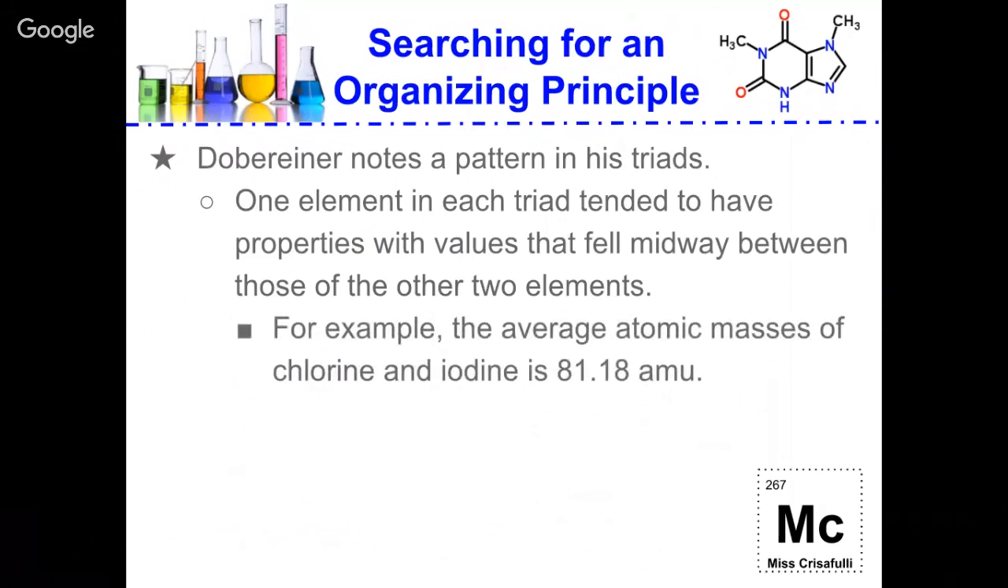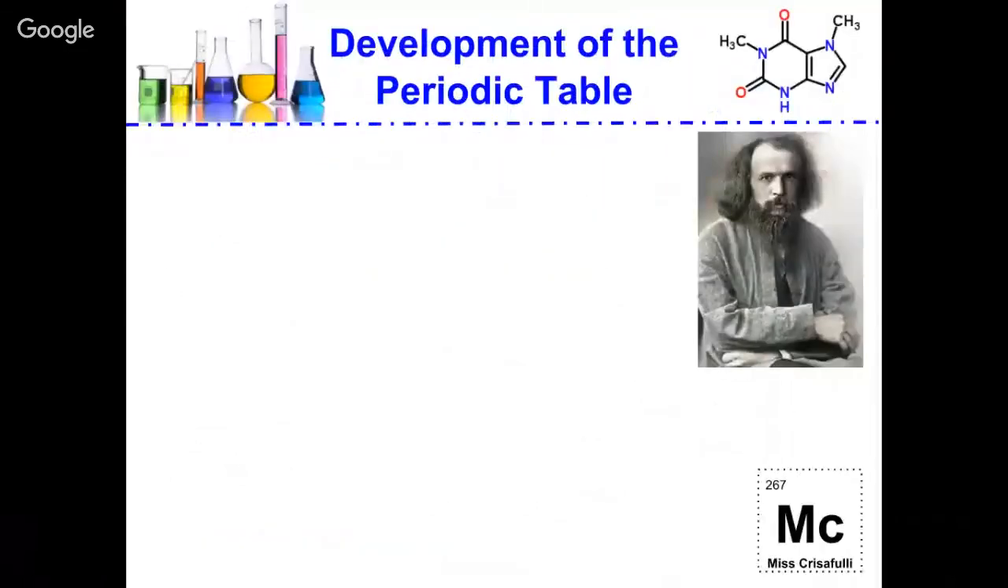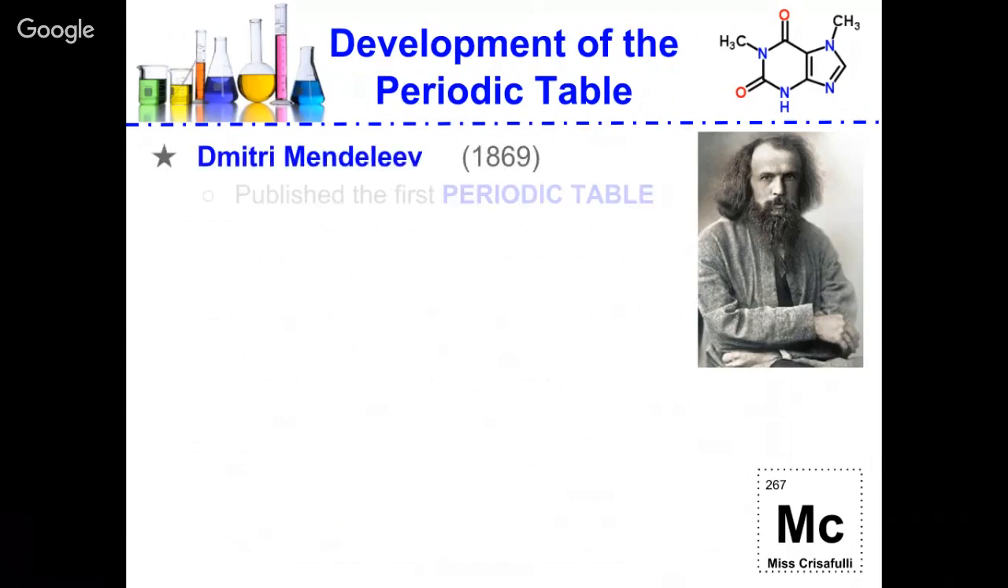So, for example, one of his triads included chlorine, iodine, and bromine. The average atomic mass of chlorine and iodine, if you were to add up their 2 masses and divide it by 2, you would get 81.18 AMU. And bromine had a value for its atomic mass that was very close to that at 79.904 AMU. So those were the early people that came up with how we are going to organize these things that we're calling elements. Dmitri Mendeleev came around in 1869, and he published the first periodic table.